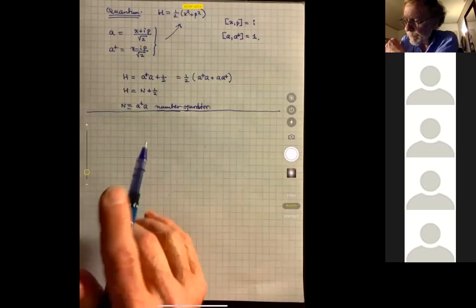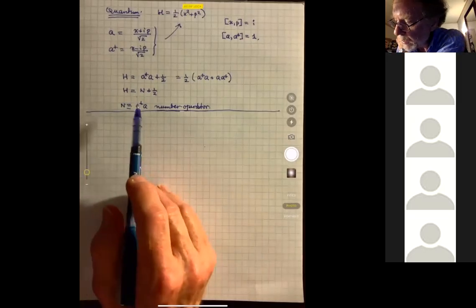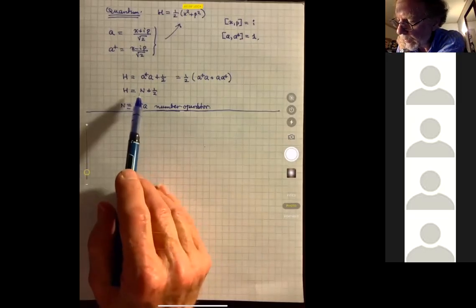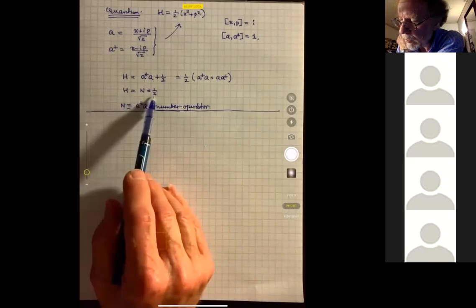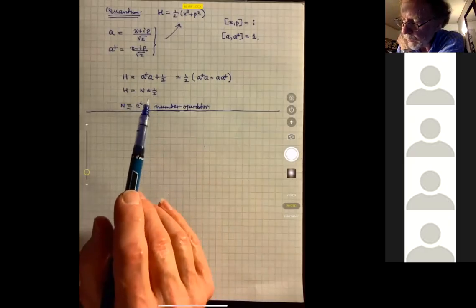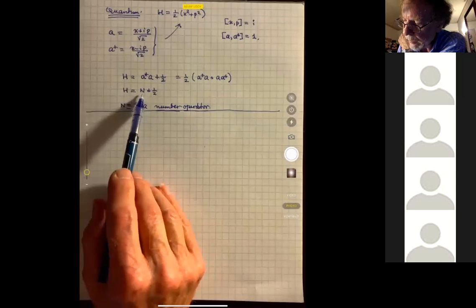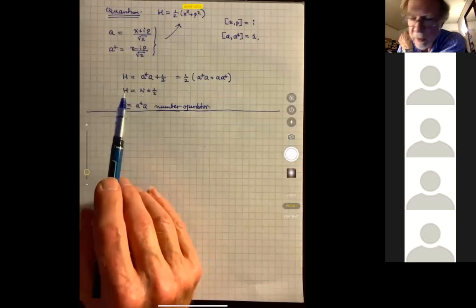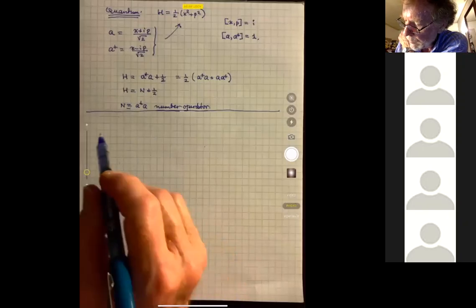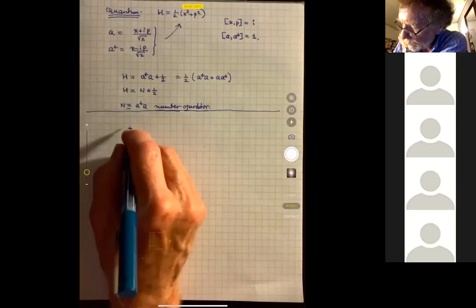So the strategy will be to find the spectrum of N, and then the spectrum of H follows just by adding a half, because that's just a c-number addition. As far as the wave functions, the energy eigenfunctions are concerned, the eigenfunctions of N and the eigenfunctions of H are the same. There's no difference between them. So let's work on the N here.